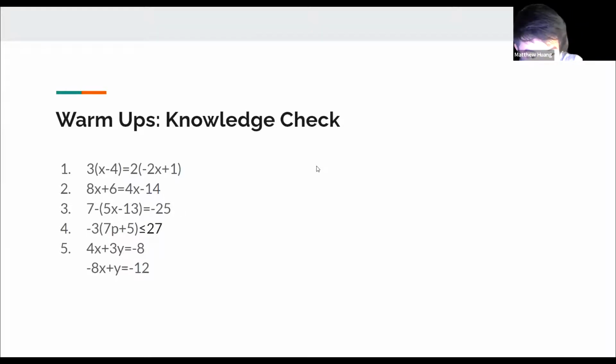Yes, it's a system of equations. So if you know how to solve it, go ahead. If you don't yet, that's what we're going to cover. We're going to cover that today.